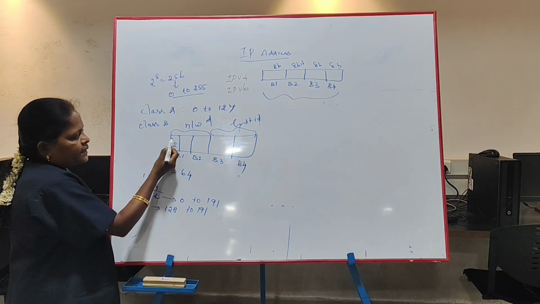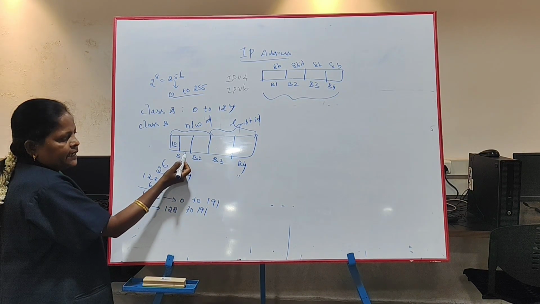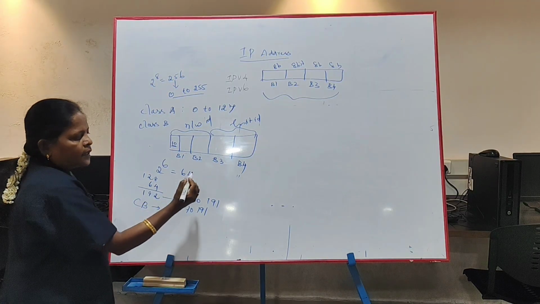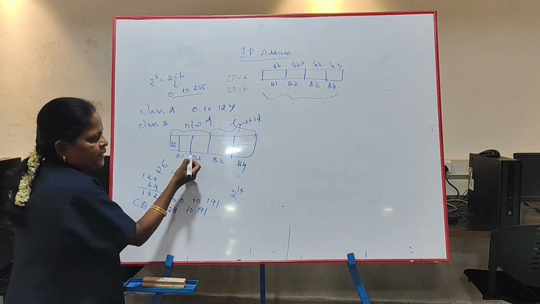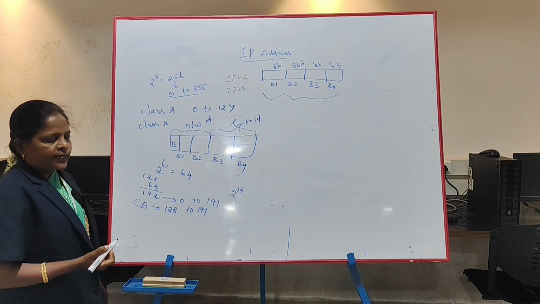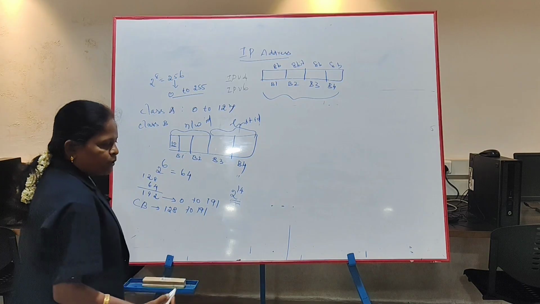But how many networks can we construct with the help of class B? After neglecting these 2 bits, the remaining 6 plus 8 equals what? 14. So 2 to the power 14, this is the rest of the bits available for the network ID. 2 to the power 14 networks we can construct.